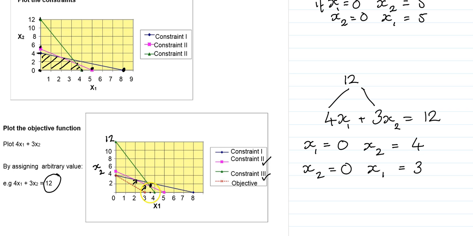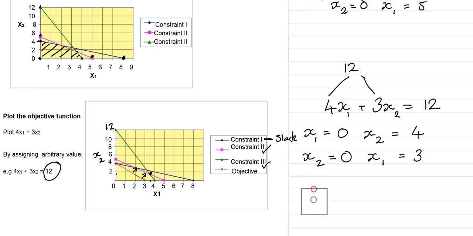It will be 3.5 and 1.5 to read off on my graph. Constraint 1 is not a binding constraint. Constraint 1 gives me some slack. We'll talk about slack later. Constraint 2 and constraint 3 are binding.